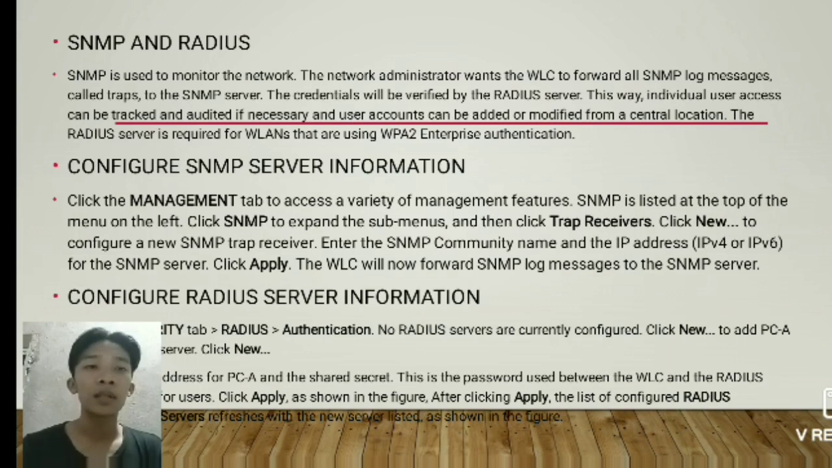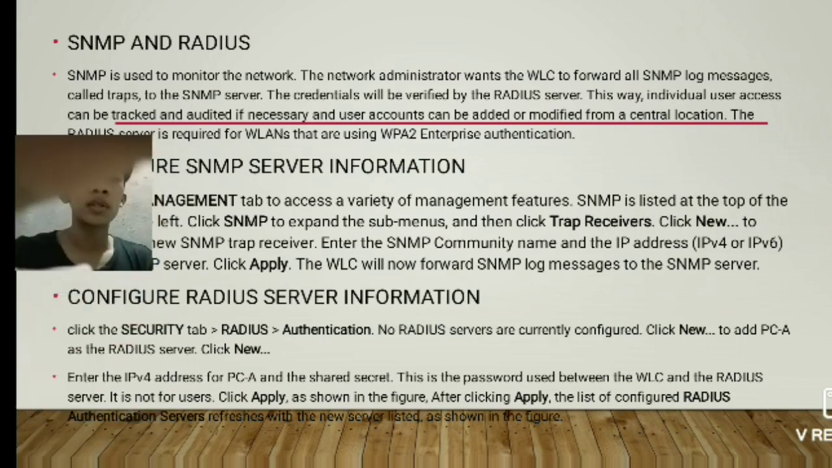Configure SNMP server information. Click the Management tab to access the various management features. SNMP is listed at the top of the menu on the left. Click SNMP to expand the submenus and click Trap Receivers. Click New to configure an SNMP trap receiver. Enter the SNMP community name and the IPv4 or IPv6 address of the SNMP server. Click Apply. The WLC will forward SNMP log messages to the SNMP server.